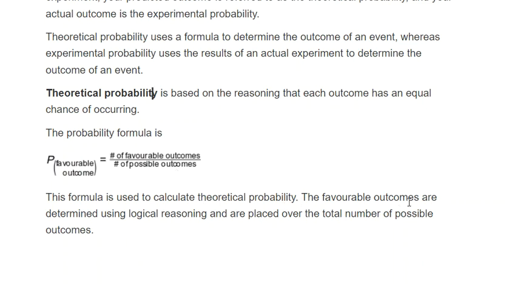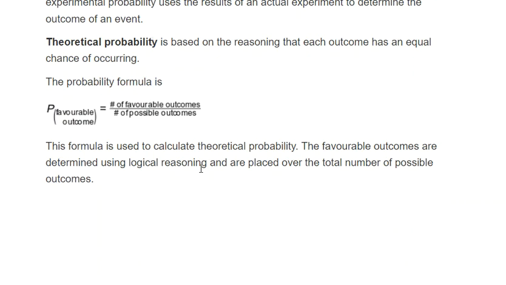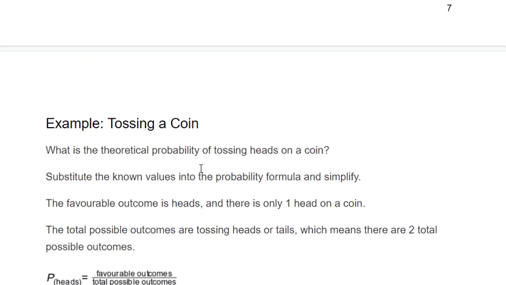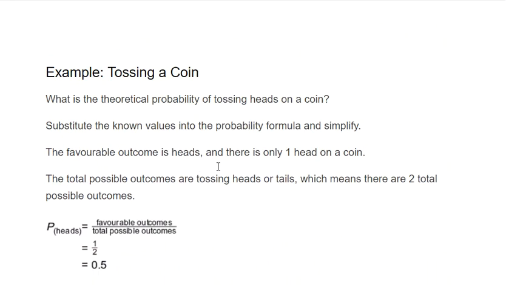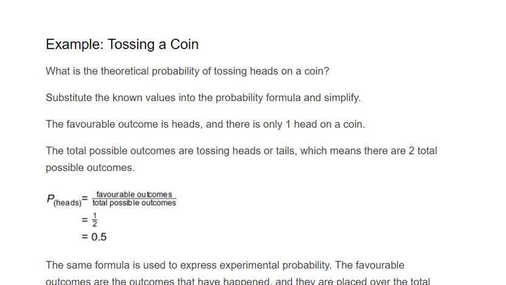The favorable outcomes are determined using logical reasoning and are placed over the total possible outcomes. For example, tossing a coin. What is the theoretical probability of tossing heads on a coin? Substitute the known values into the probability formula and simplify.